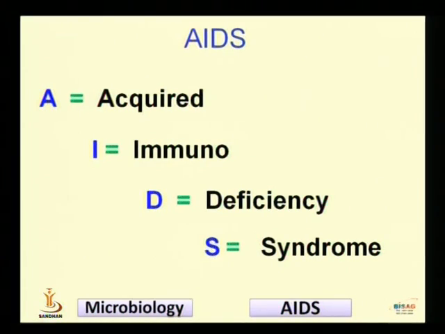the discussion on AIDS with a few abbreviations. What is AIDS? A stands for acquired, I for immuno, D for deficiency, and S for syndrome. Acquired immunodeficiency syndrome. Each of these words has a certain meaning, and we will discuss that later on. But AIDS means acquired immunodeficiency syndrome.